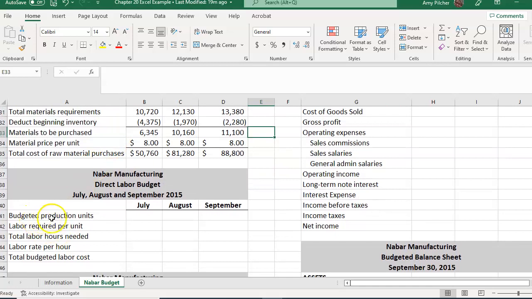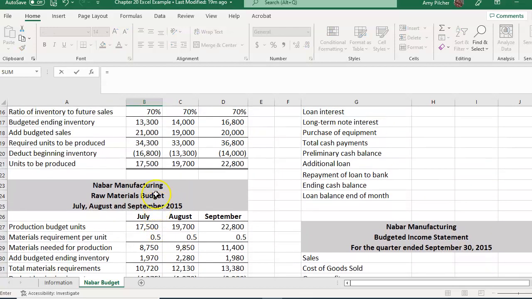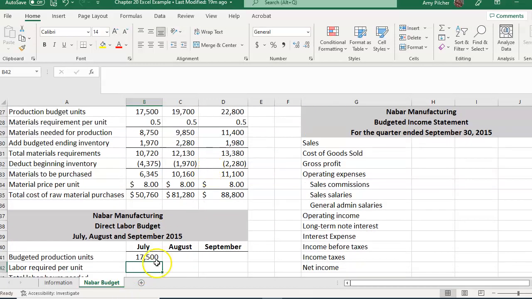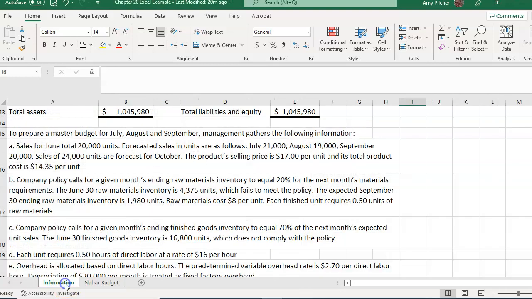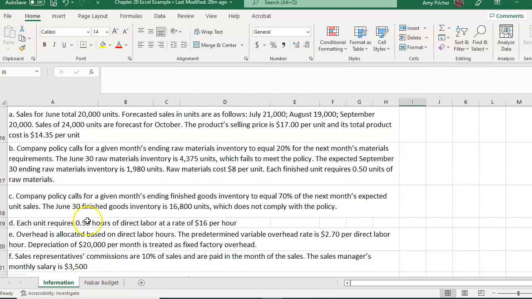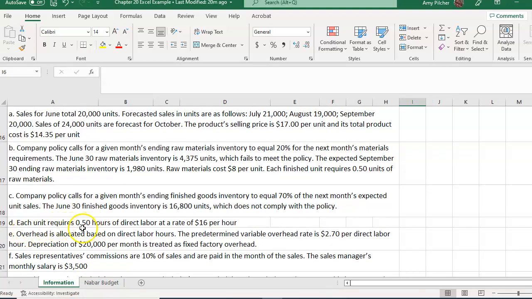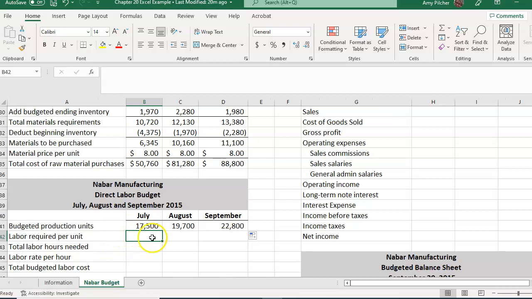Then for the labor budget, we also start that with production units. So this last line from the production budget, and I can carry that over. Now I need the labor required per unit, so I go back to my information. Each unit requires 0.5 hours of direct labor at a rate of $16 per hour. Okay, so I need 0.5, and I can carry that across.